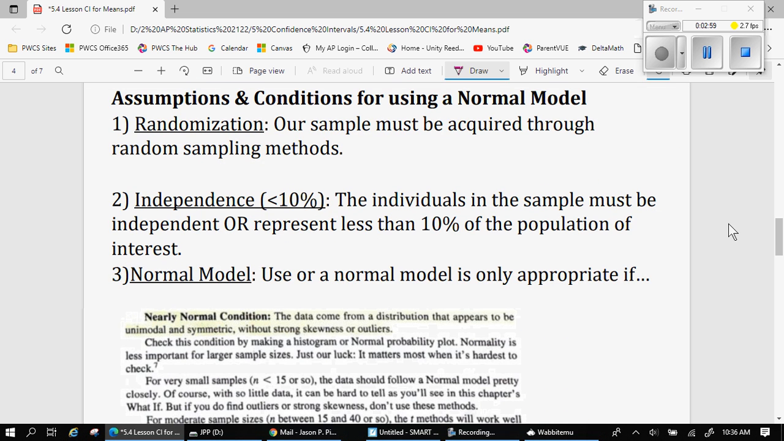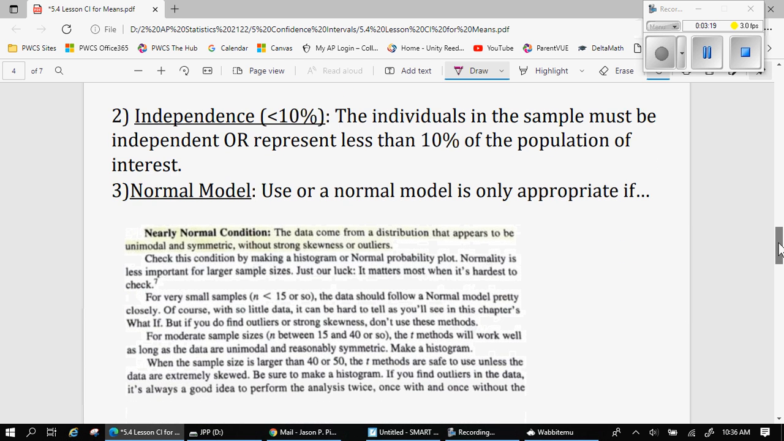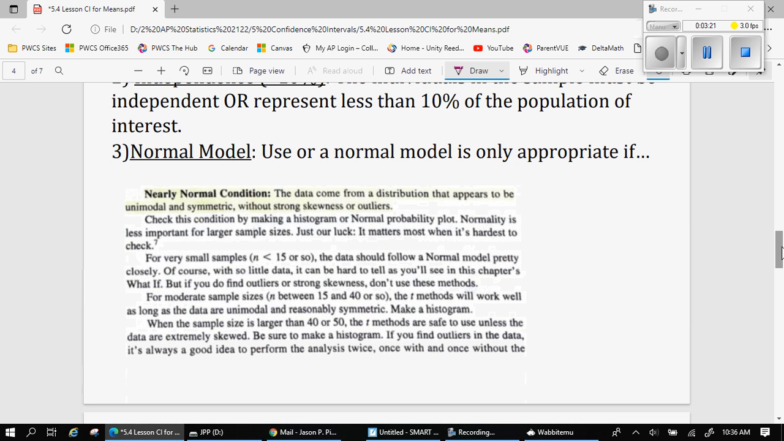Of course, we need to satisfy assumptions and conditions. These assumptions and conditions are going to look very similar. We always need a random sample. We always need independence. We either need to know for a fact that our individuals in our samples are independent, or we need to know that we've sampled less than 10% of the population. And we need to know that a normal model is appropriate.